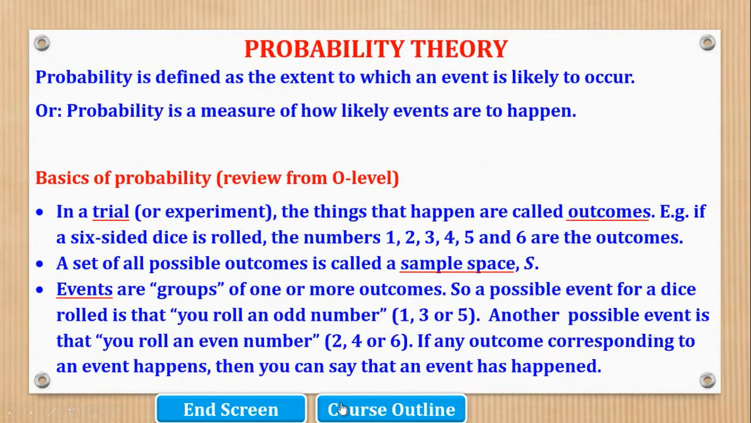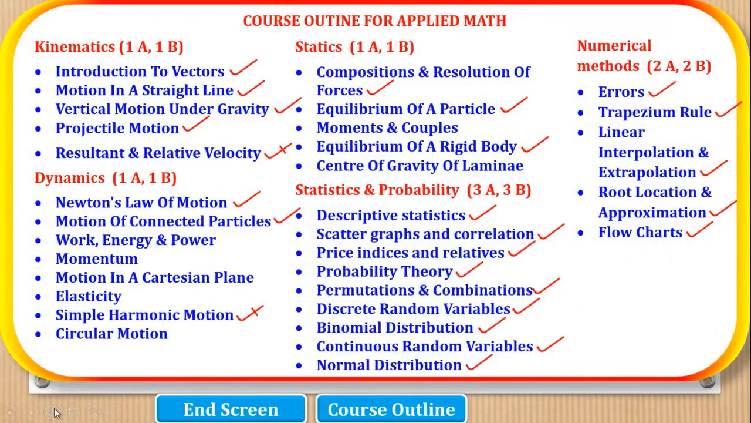Before we start, let's first look at the course outline and our progress so far on this platform. Math paper 2 is divided into 3 parts. The first part is mechanics, and mechanics is further divided into 3 parts. The first part of mechanics is kinematics, where one comes in section A and one in section B, and these are the topics.